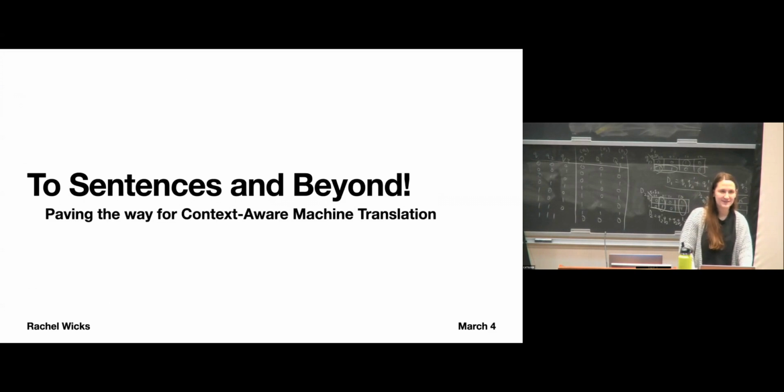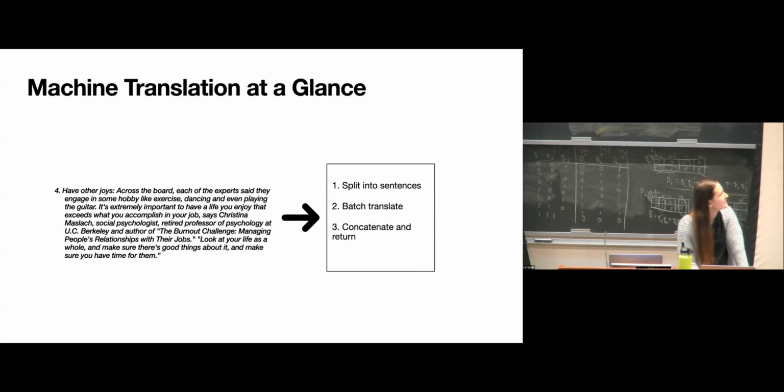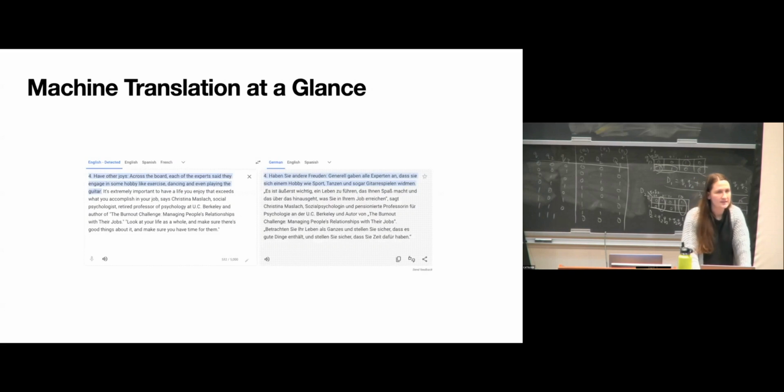So again, I'm Rachel. So today I'm going to be talking about work at Hopkins, from sentence level to context-aware machine translation. We have some input text. We want to translate this text to German. If I were to put this through an online system such as Google Translate, what's going to happen under the hood is this text is going to be split into sentences. Those sentences are going to be translated. Those translations are going to be concatenated back together and then returned to the user. And in fact, we can see this is what happens when we put this through Google Translate. So Google has this nice highlighting feature where it actually highlights what the individual segments are and what part of that got translated in the output.